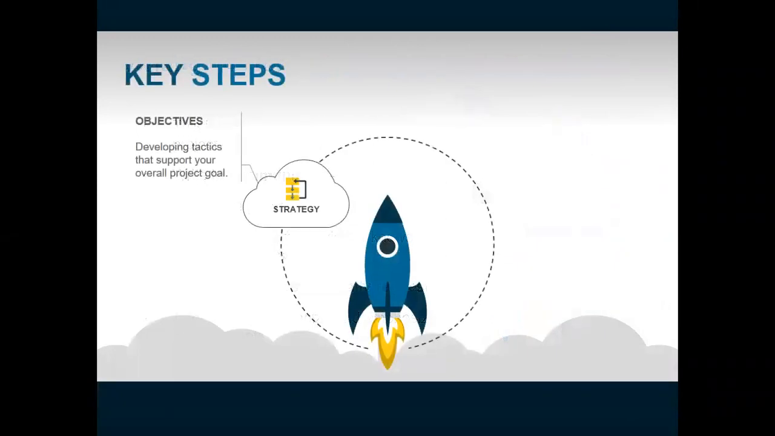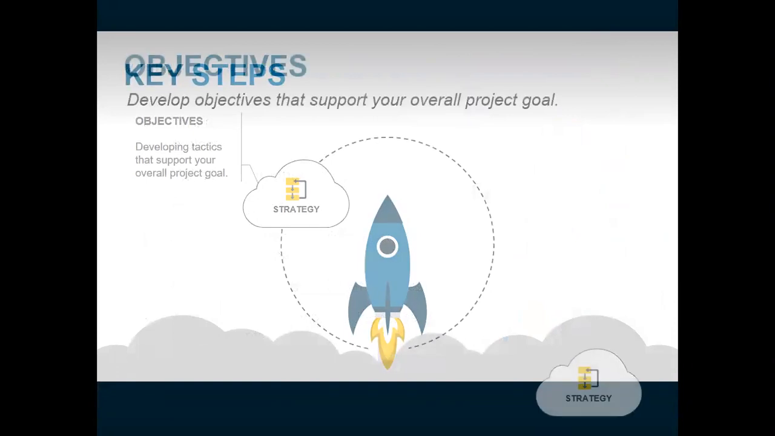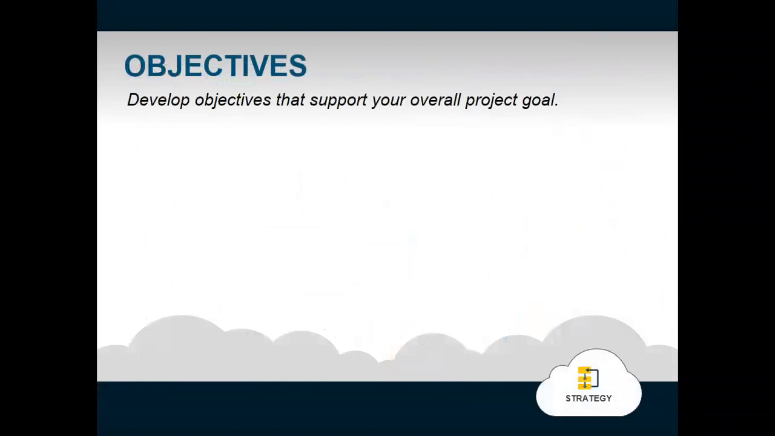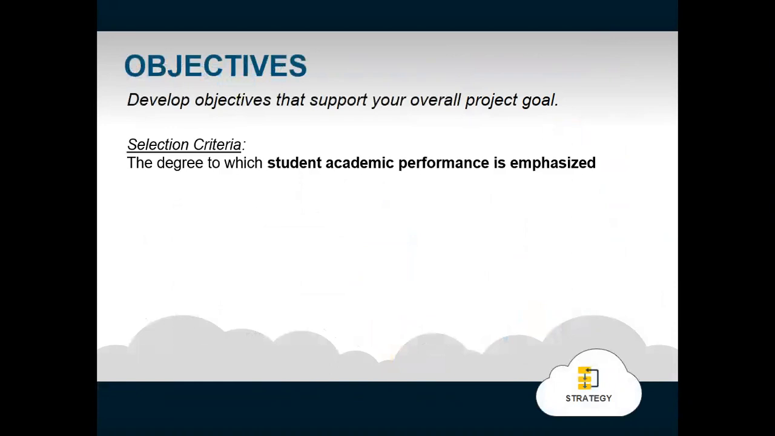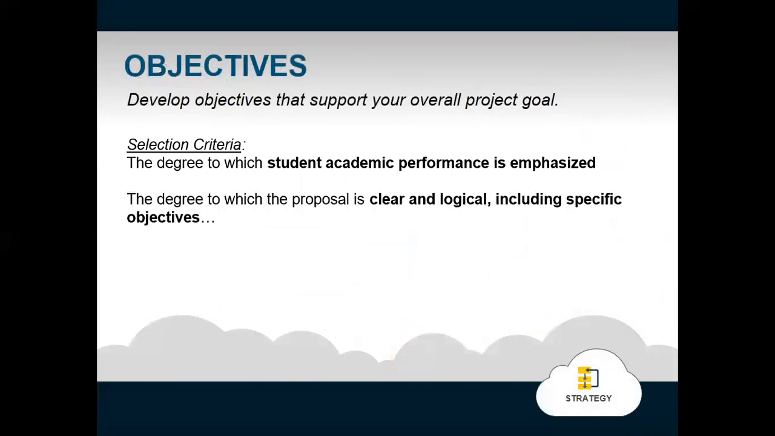The next step is the objectives, and that's really where you're going to be focusing on the goals for your project and the strategy that you'll be using to implement that. So you want to make sure that every objective that you list supports your overall project goals. The selection criteria that relates to this section of the grant application is the one related to student academic performance and the degree to which it is emphasized within your project. We also want to make sure that your project is very clear and logical.